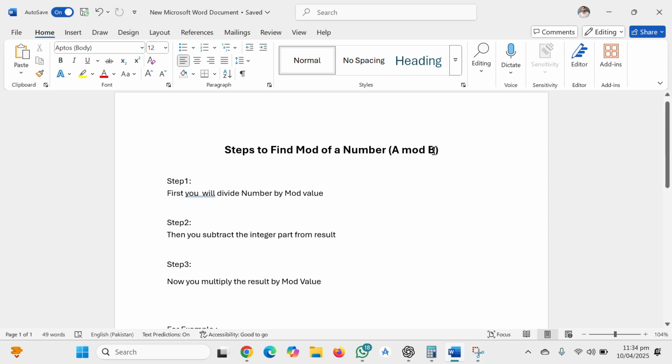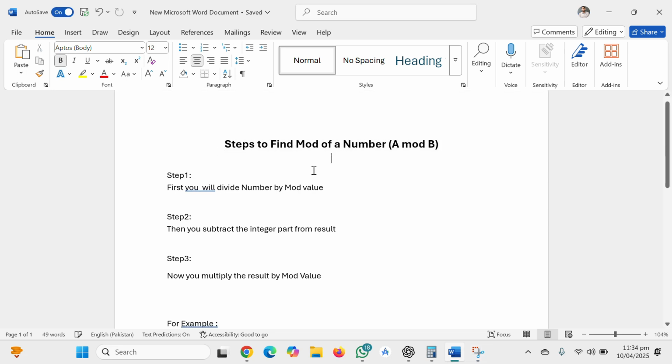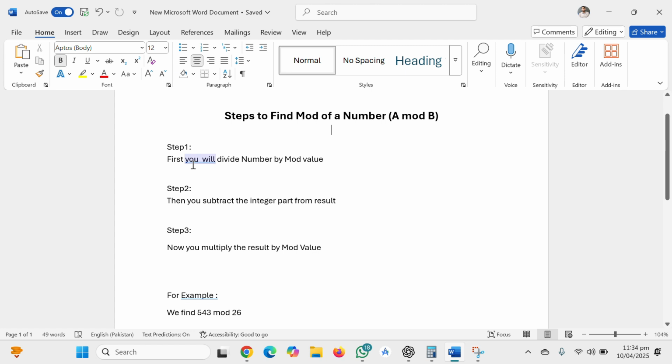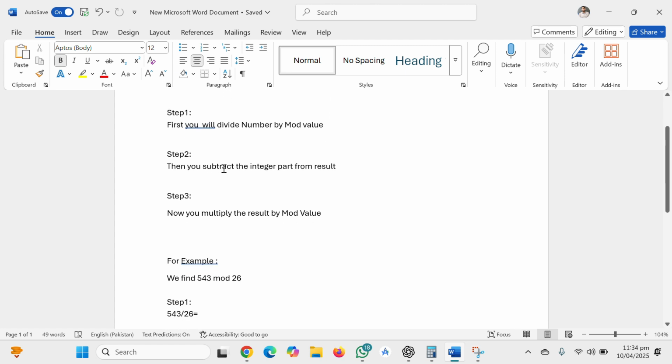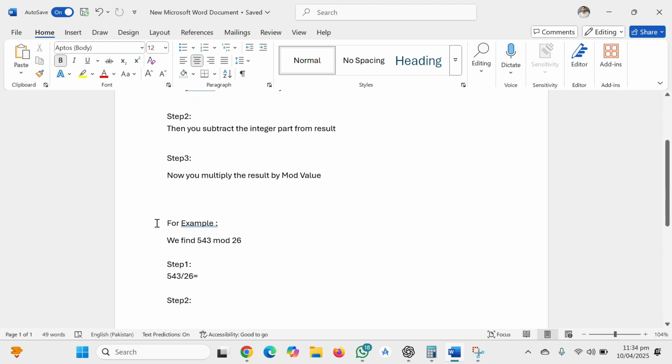So today our video is how to find the mod of a number. So these are the steps of finding the mod of a number. First step, you will divide the number by a mod value. Then you subtract the integer part from the result. Then you multiply the result by mod value.